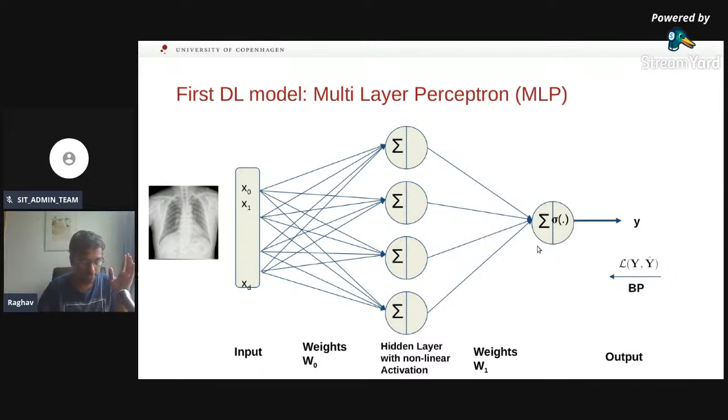But then in terms of the architecture, you have the input layer and the output layer, and then you have a hidden layer. And they all have weights. So you have weights W0 and then weights W1. These are the things you need to adjust to learn your decision function.